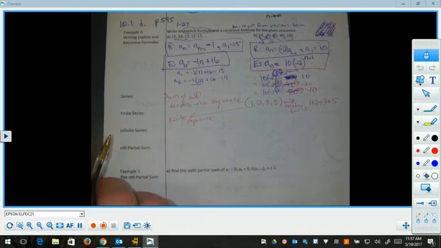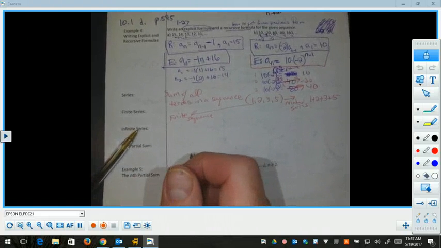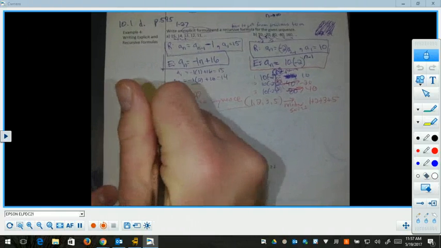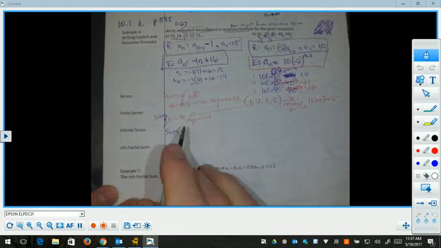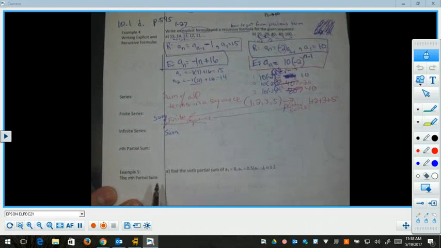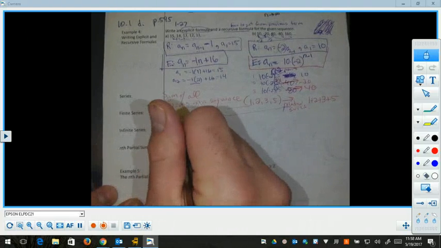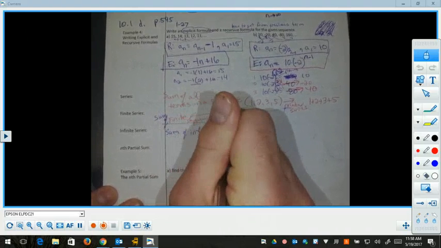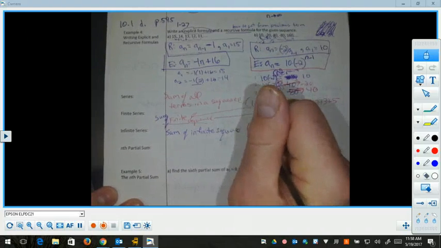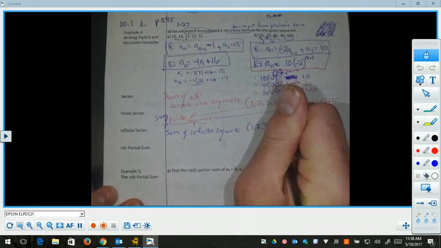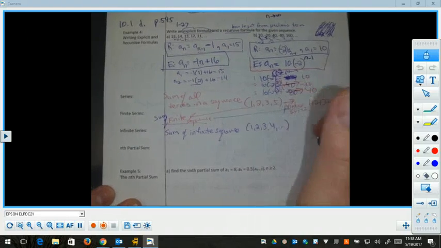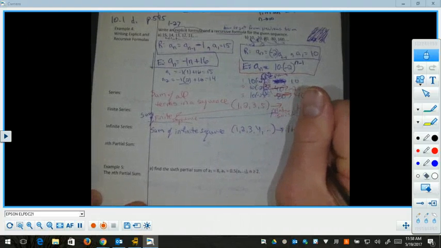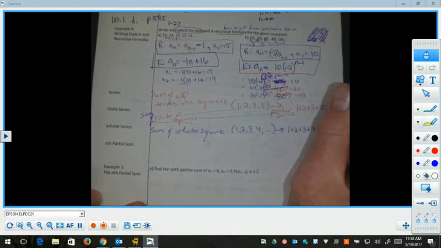We also have infinite series, and for our infinite series, we would take the sum of an infinite sequence. So this is the sum of a finite sequence, which we saw an example of right there. An infinite series is the sum of an infinite sequence, such as 1, 2, 3, 4, and so on. So then the related series would be 1 plus 2 plus 3 plus 4 plus and so on.